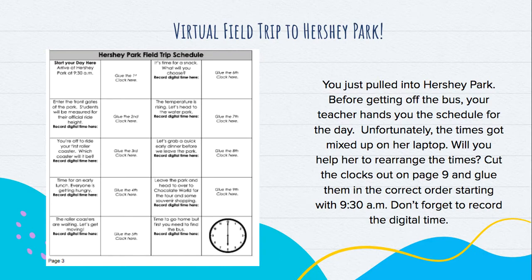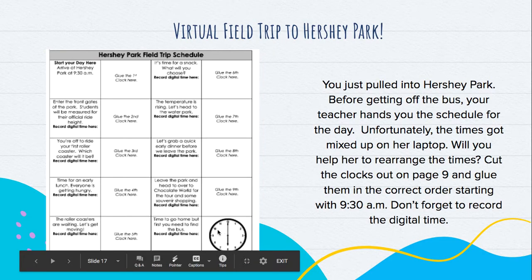So it says, you just pulled into Hershey Park. Before getting off the bus, your teacher hands you the schedule for the day. Unfortunately, the times got mixed up on her laptop. Will you help her to rearrange the times? Cut the clocks out on page 9 and glue them in the correct order starting with 9:30 a.m. Don't forget to record the digital time. So if you look here, it says start your day here. Arrive at Hershey Park at 9:30 a.m. So you're going to glue the clock here that says 9:30 a.m. Then you're going to go down, gluing the times this way, and then go over here this way, and they gave you the last clock at the end.